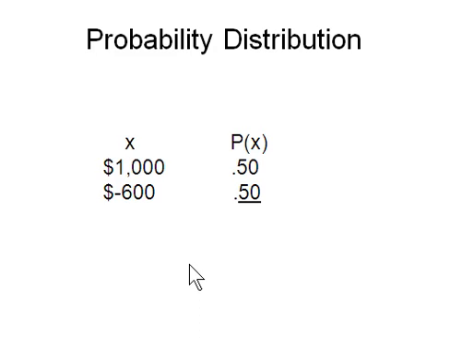This is the probability distribution here. If it comes up tails, I win $1,000. The probability of that happening is 50%. If I flip heads, I lose $600, and the chance of that happening is also 50%.